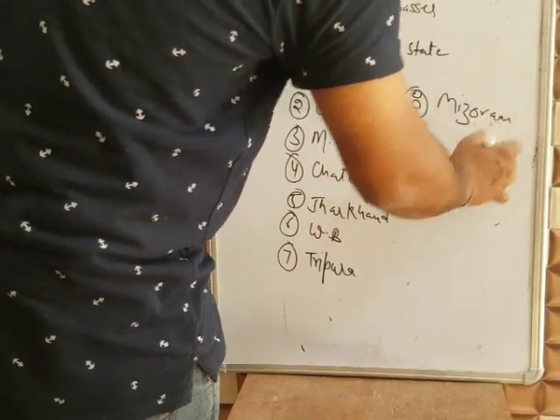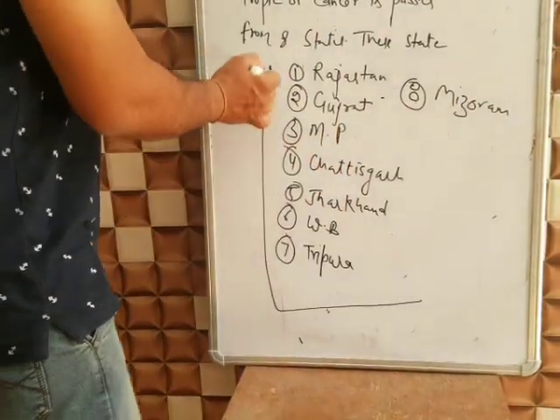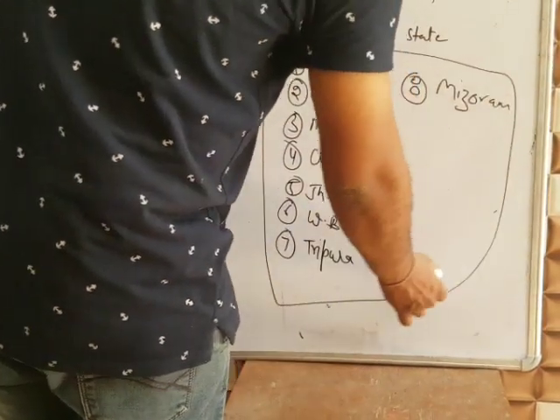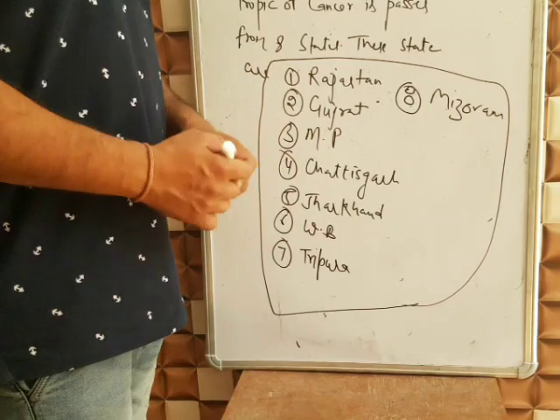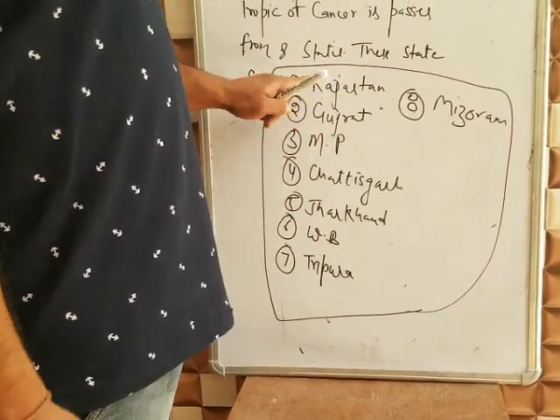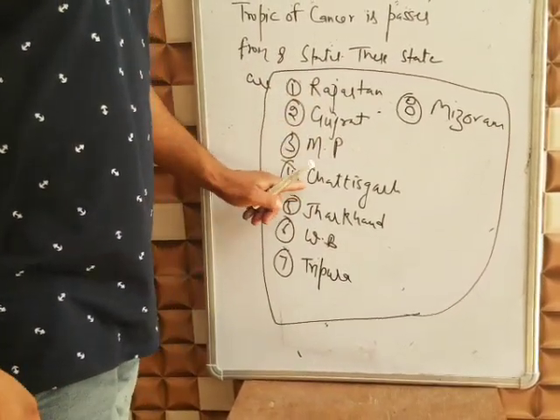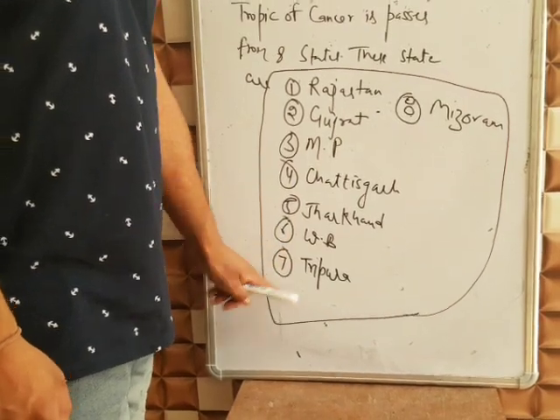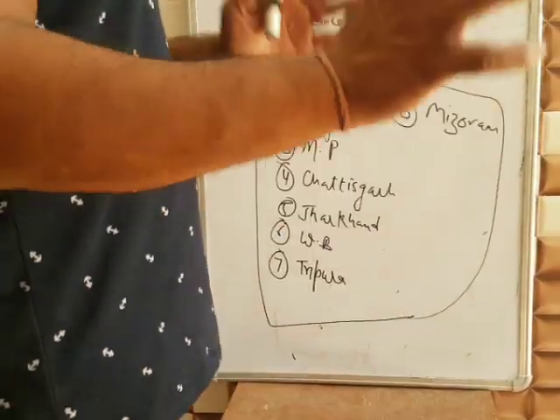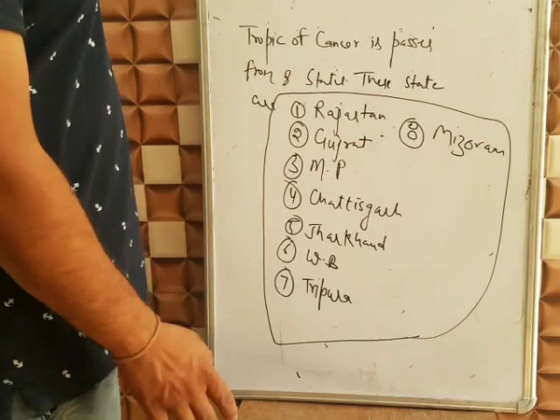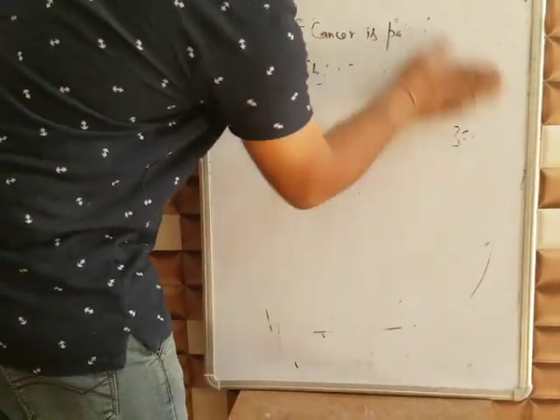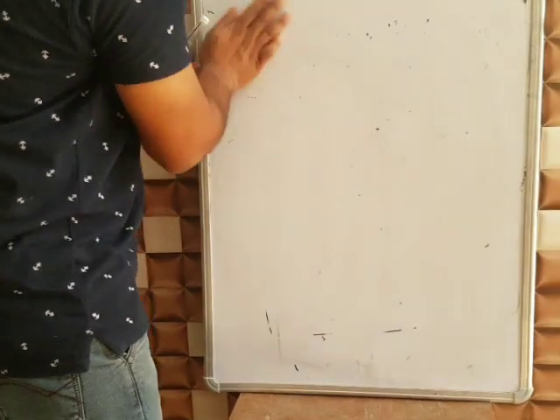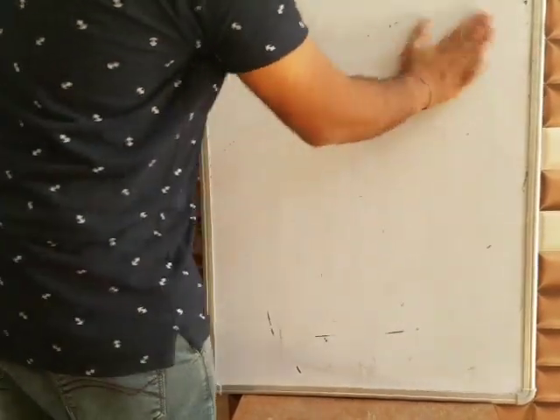So these 8 names are very important, the states through which the Tropic of Cancer passes: Rajasthan, Gujarat, Madhya Pradesh, Chhattisgarh, Jharkhand, West Bengal, Tripura, and Mizoram. You learn all these things. Okay. Now, this is the Tropic of Cancer for us.